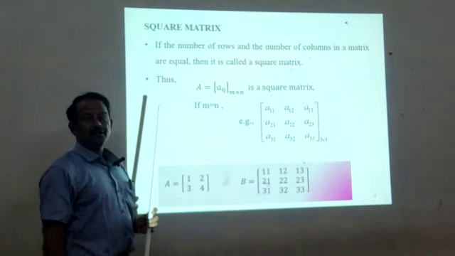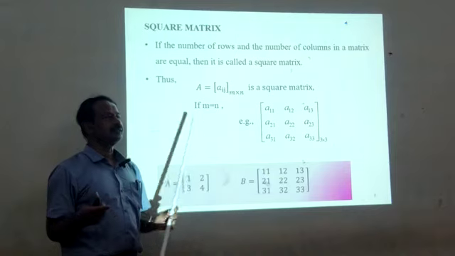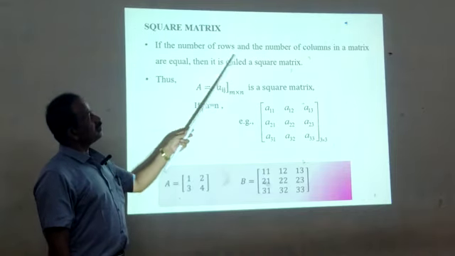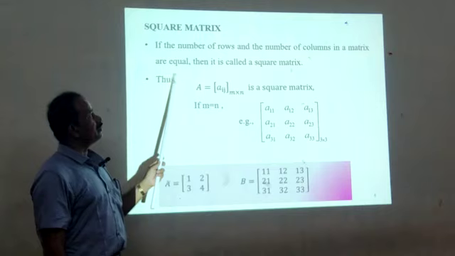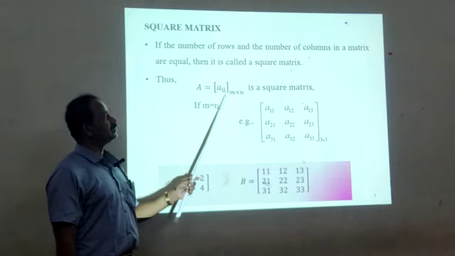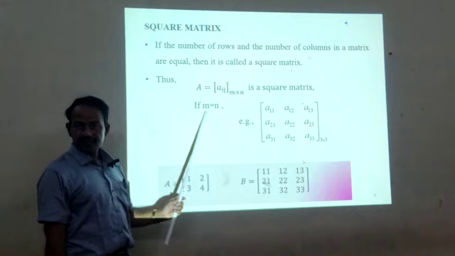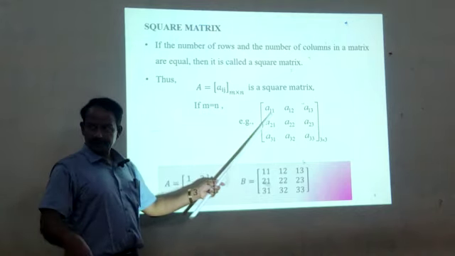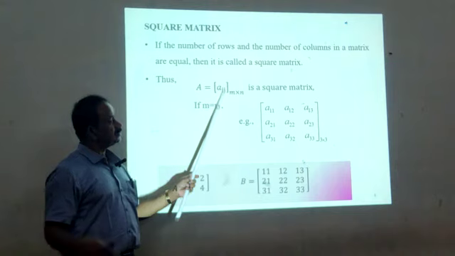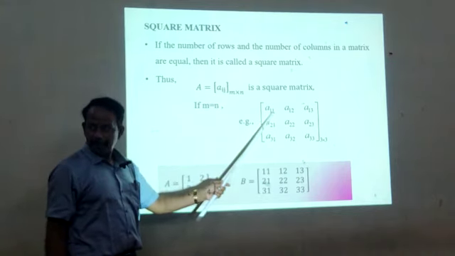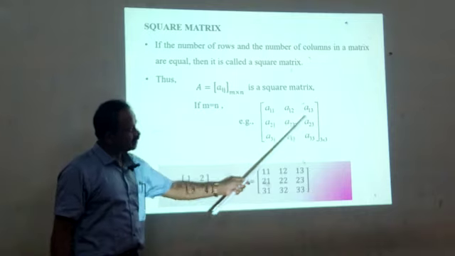Square matrix. Rows and columns are equal. We call that matrix a square matrix. If the number of rows and number of columns in a matrix are equal, then it is called a square matrix. So A equals [aij] m by n, where m must be equal to n. So this is what we say. This is aij. So this is i. This is j.